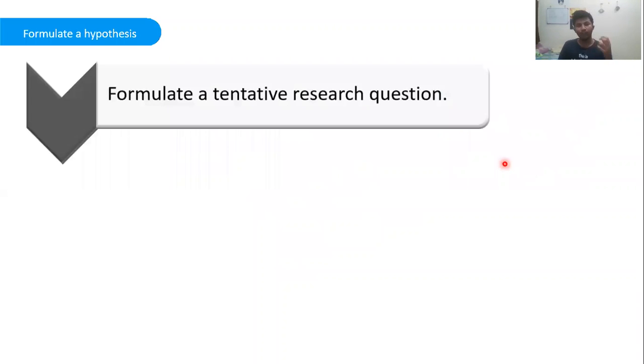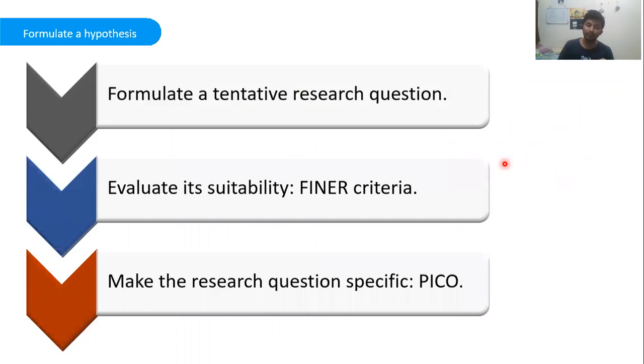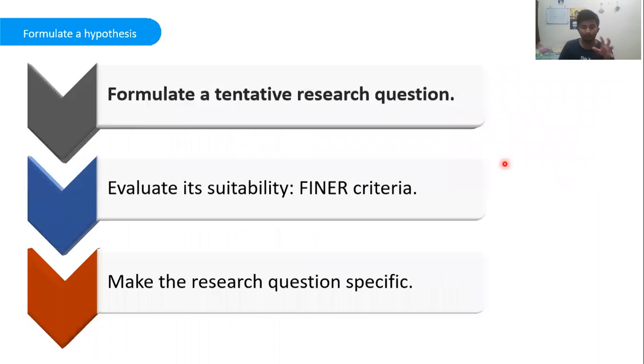So once you have formulated a tentative research question, the next step is to evaluate its suitability, which is done through FINER criteria, which I will discuss in a few minutes. And after that, we make the research question very specific, which is done through PICO criteria. So before that, a few points about your tentative research question. How do we actually go about it?